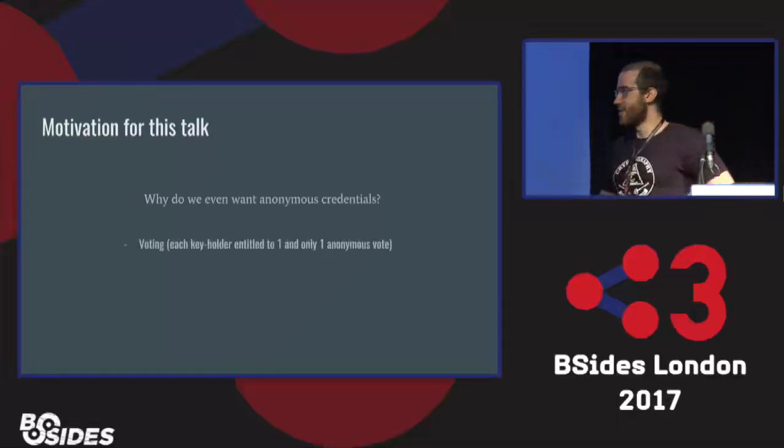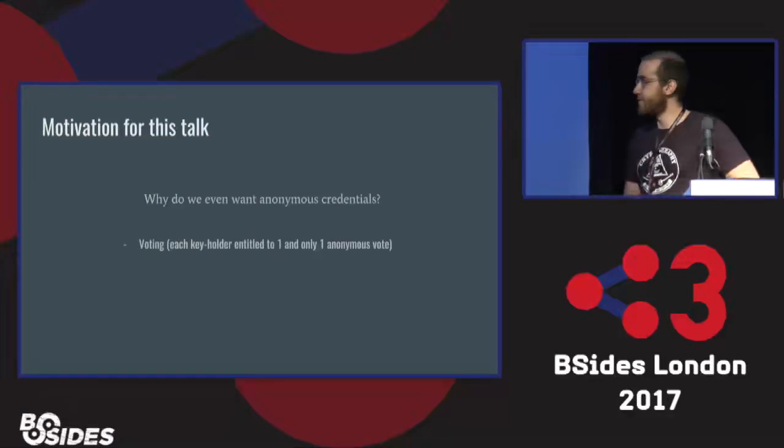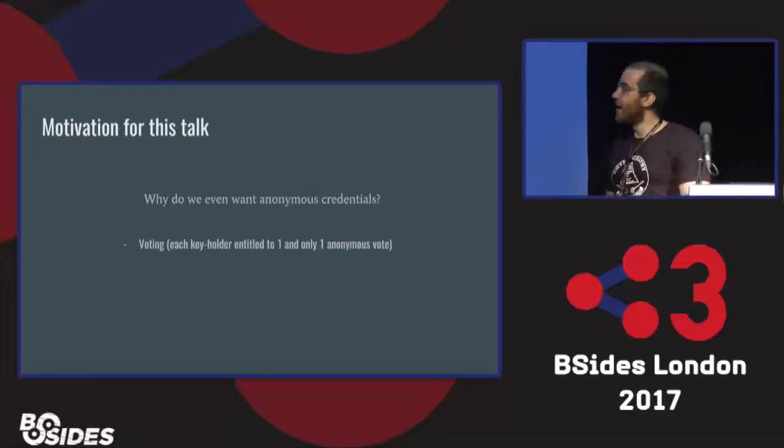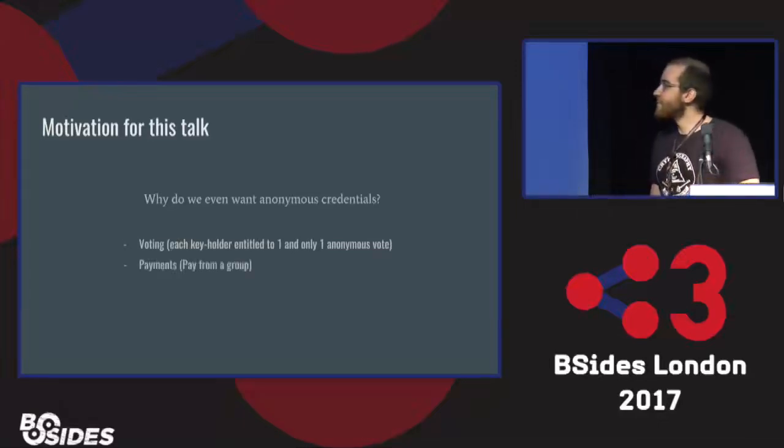So voting, for example. You can give a key to each eligible voter. You go to the embassy, like Estonia does this, and get a little cryptographic key, and then you're entitled to one and only one anonymous vote. They don't use it for voting, but they're the only country that has EIDs right now.